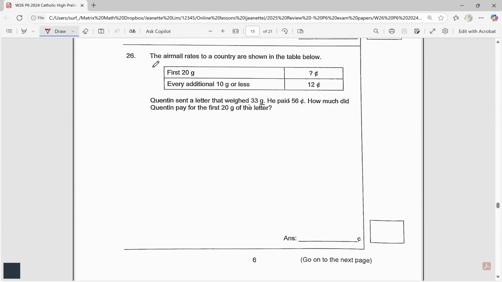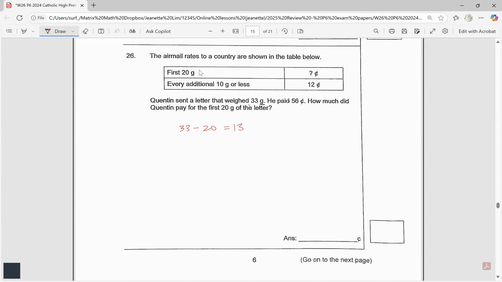Question 26. Annual rates to a country are shown in a table below. Quentin sent a letter that weighed 33 grams. He paid 56 cents. Okay, so how much did he pay for the first 20 grams of the letter, which is a question mark over here in the table. Okay, that's what we're trying to find. So he paid a total of 56 cents. Okay, and the 56 cents definitely included the 20 grams. So if it's 33 grams, what is the extra above 20 grams? So 33 minus 20, you get 13.